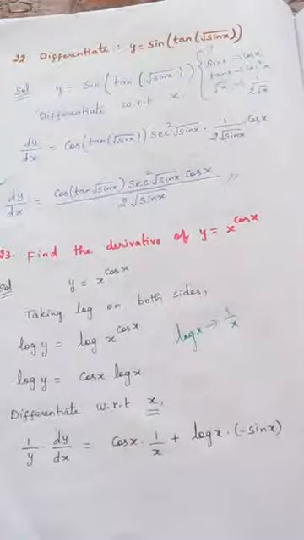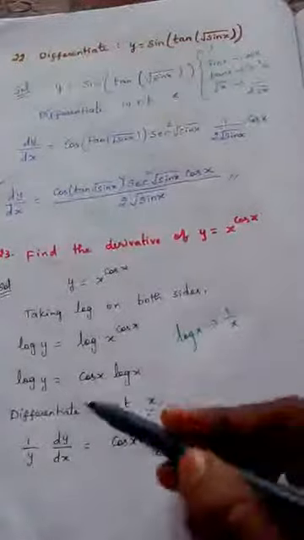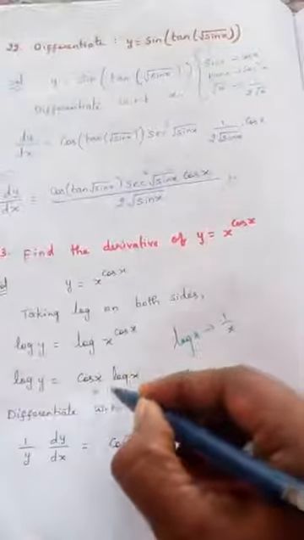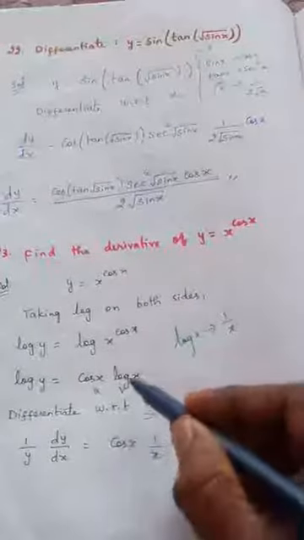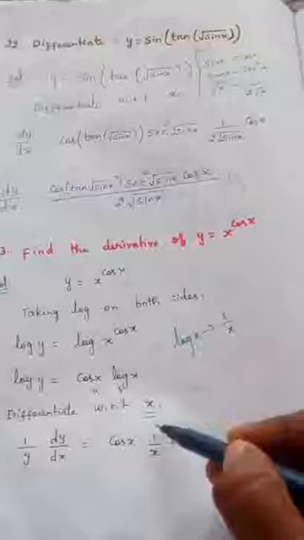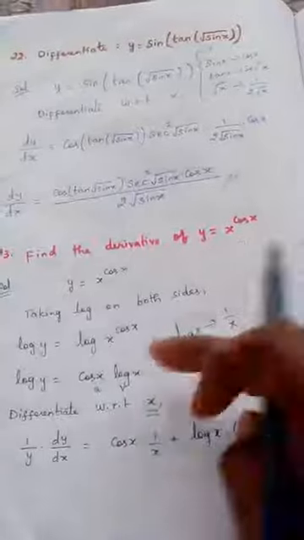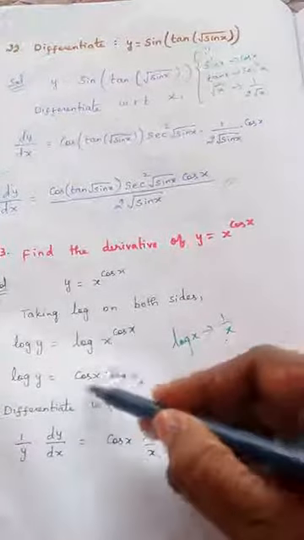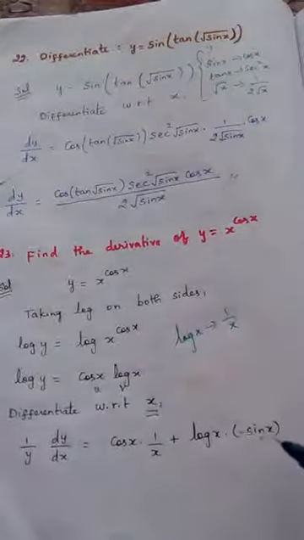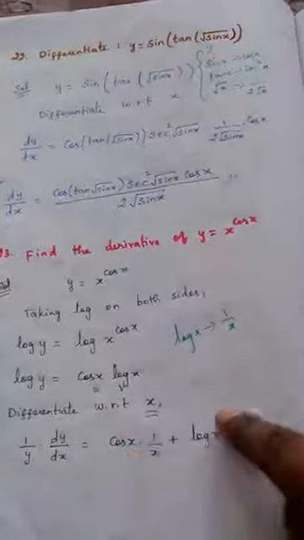So log y differentiation, what is the answer? 1 by y dy by dx equal to, here we should use the uv method. This is u, this is v. So u into v dash, log x differentiation is 1 by x, plus now keep log x as it is, v into u dash, cos x differentiation is minus sin x, right?